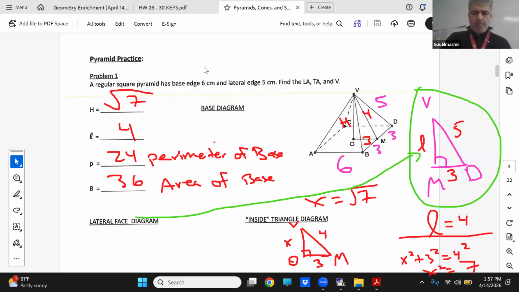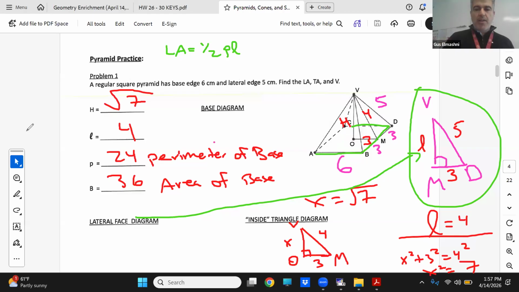Anyhow, now we have to find all these things. The lateral area, if you remember, was 1/2 PL. That's because you're doing the perimeter times the slant height, but you're doing it 4 times. It's essentially doing 1/2 times base times height for each triangle. A way to consolidate the whole process is to consider all the perimeters, like all the side lengths: 6, 6, 6, 6, and then the slant height is 4.